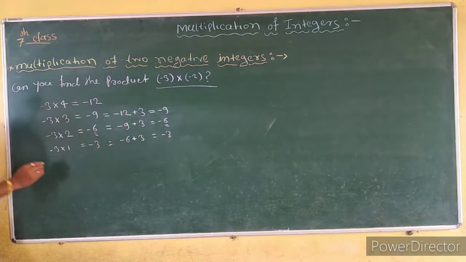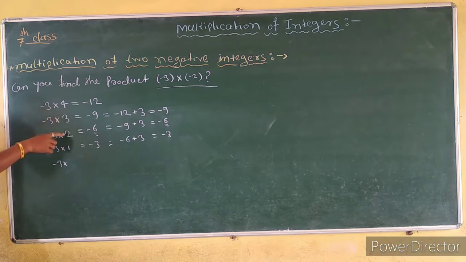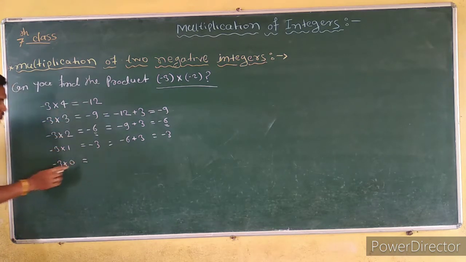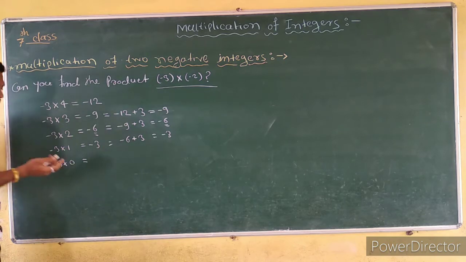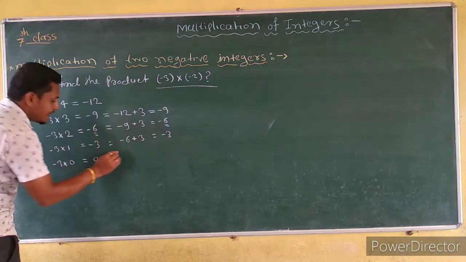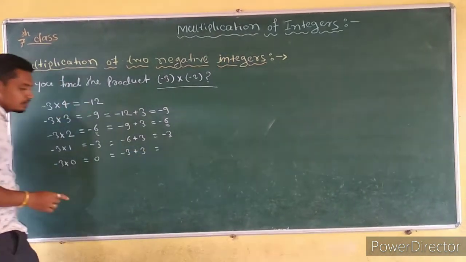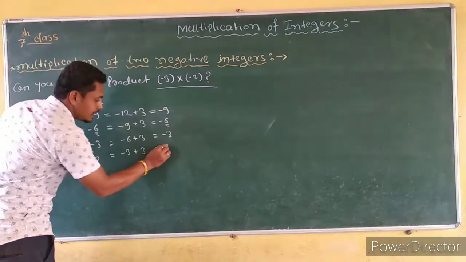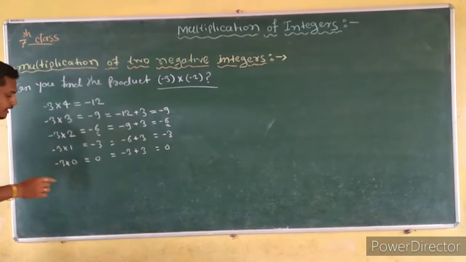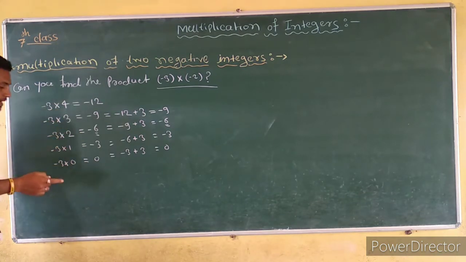Is it right? Next, minus 3 into 4, 3, 2, 1, after 1 comes 0. So 3 into 0 is 0. Is equal to minus 3 plus 3. 3 minus 3 is 0. Next, 4, 3, 2, 1, 0, after 0 comes minus 1.